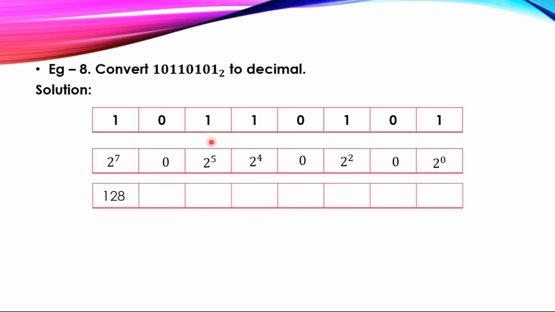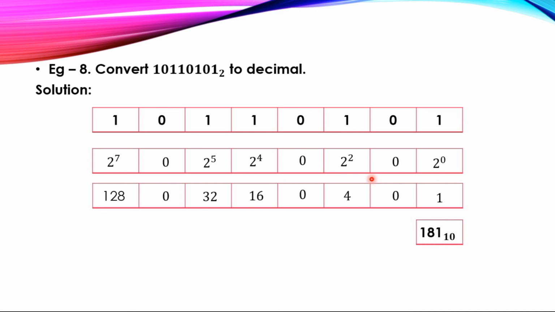So here 2 raised to 7 is 128. This is 0. 2 raised to 5 is 32. 2 raised to 4 is 16. 0. 2 raised to 2 is 4. 0. And 2 raised to 0, that is any number raised to 0, will give me the answer 1. So I'm going to add all these numbers. After adding all these numbers, the answer is 181.